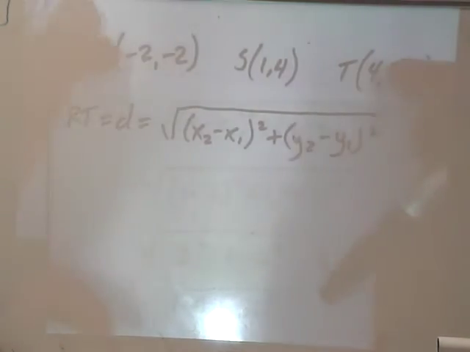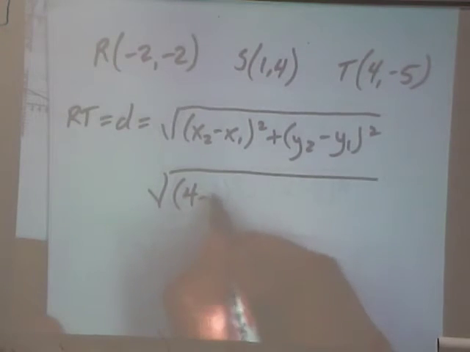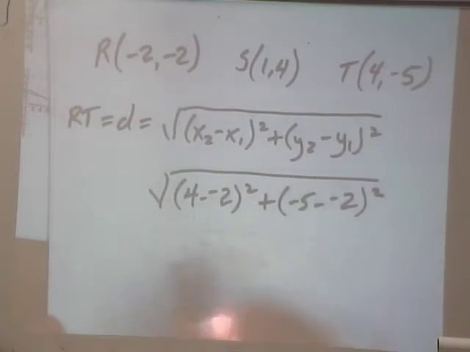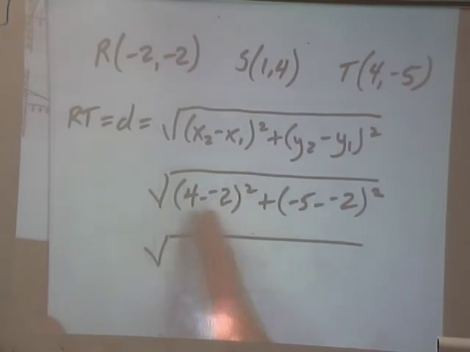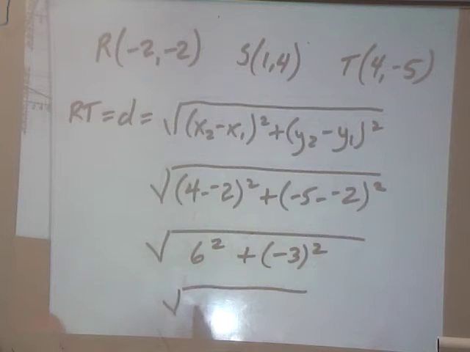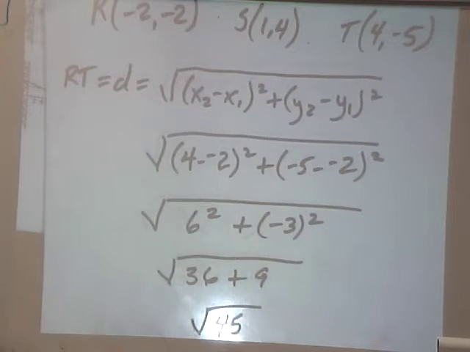Well, remember we're doing R and T now. So 4 minus a -2, -5 minus a -2. So it'd be 4 plus 2 here. -5 plus 2 is what? -3. So that'll give us 6 squared is 36. -3 squared is 9. Square root of 45.